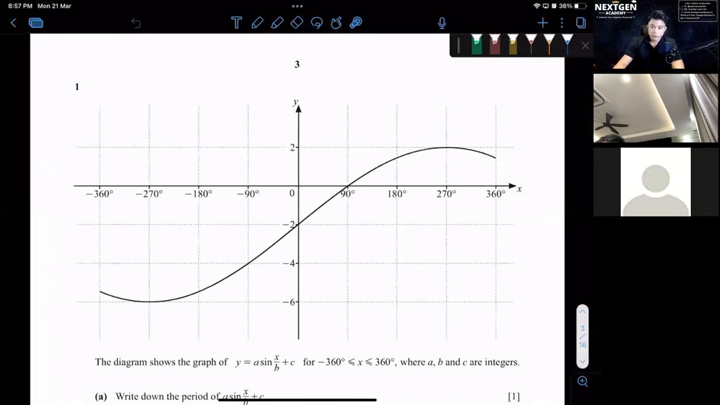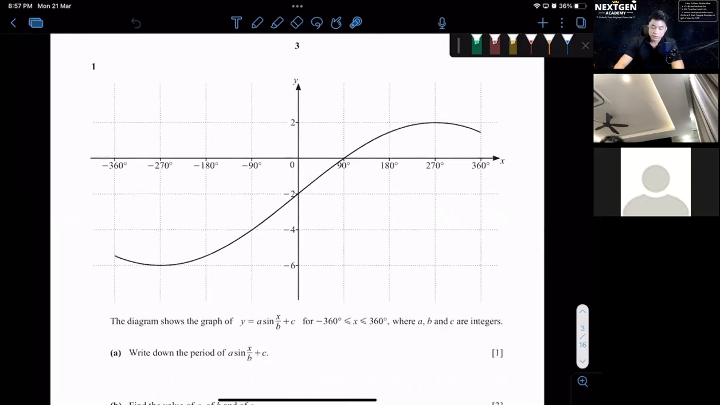Oh no, hold on, it's a bit laggy. Okay, it's a little bit laggy. Hopefully it doesn't lag that much.